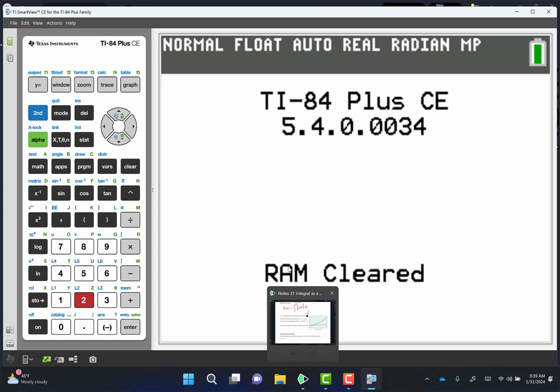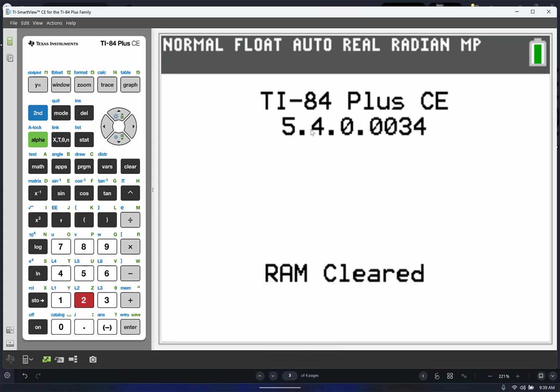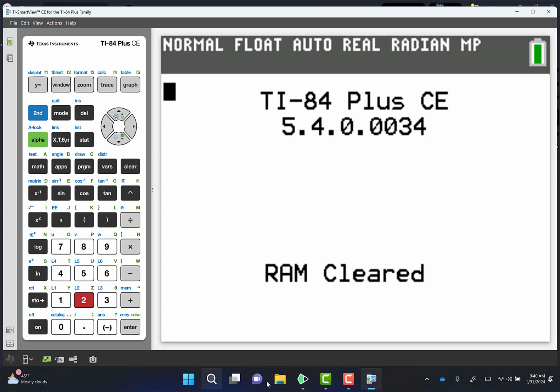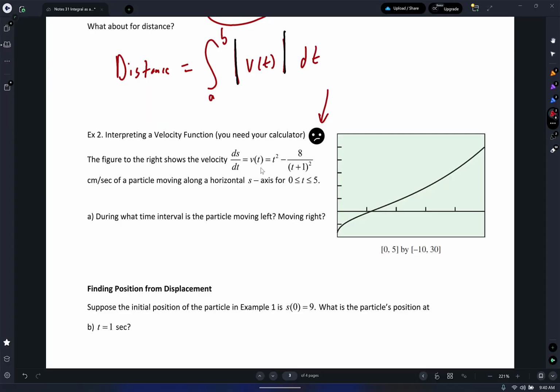Yeah. So then you'll see it says RAM cleared. You probably don't have this operating system, or I don't know, what does yours say? 5.8. Okay, so then I need to update mine. Everyone should have the most up-to-date operating system. I'll check TI just in case there's a newer one. All right, here we go.